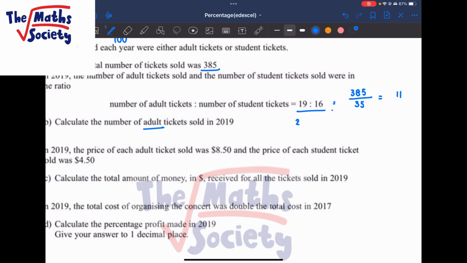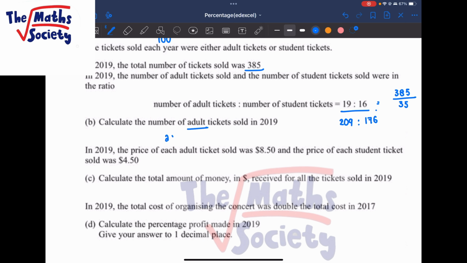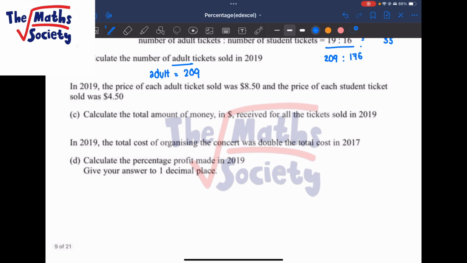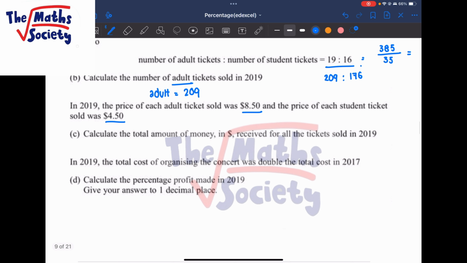So you will get 209 to 176. So now we know that the adult tickets was 209 tickets. And then it says that in 2019, the price of each adult ticket was 8.5, student was 4.5. It says calculate the total amount of money. So we just need to calculate the total. So total equals 209 was adult, and adult was 8.5, plus 176 was student, multiply 4.5, so that you will have a total of 2,568.50.